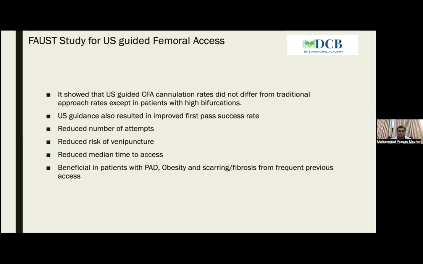Yes, sir. Ultrasound guidance also resulted in improved first pass success rate, reduced number of attempts, reduced risk of venipuncture, reduced median time to access, and is beneficial in patients with peripheral arterial disease, obesity, and especially scarring and fibrosis from frequent previous access.